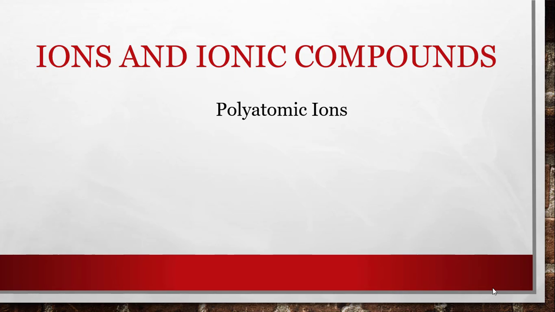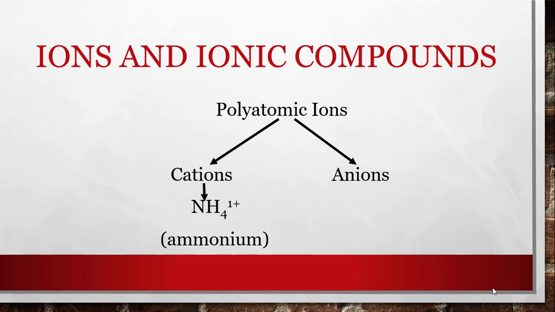And there are two types of polyatomic ions, cations and anions. You need to memorize all of the polyatomic cations. NH4 1+ or ammonium. That's the only polyatomic cation. For the polyatomic anions, there are a whole bunch. You won't have to memorize them all, obviously, but you will have to memorize a few.